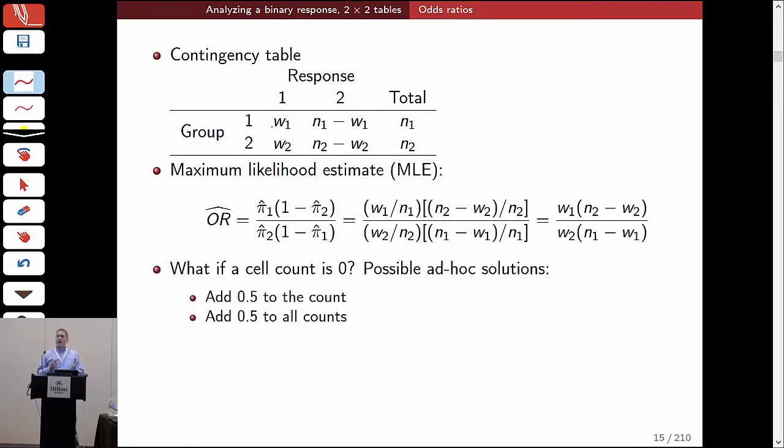Now, there can be a problem that occurs, and that is, suppose, for example, W2 is equal to 0. Well, good luck in calculating that. And so there's a variety of options of what you can do. For example, what we typically do is simply add 0.5, or you could do some other small count too, to all the cells of the contingency table. And then you can go ahead and calculate it.